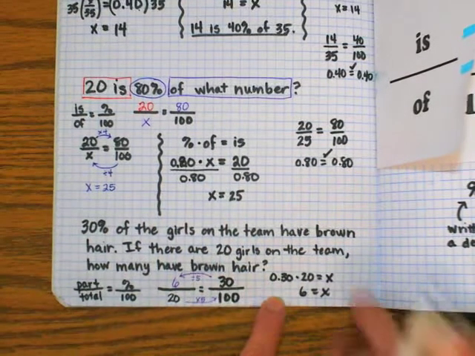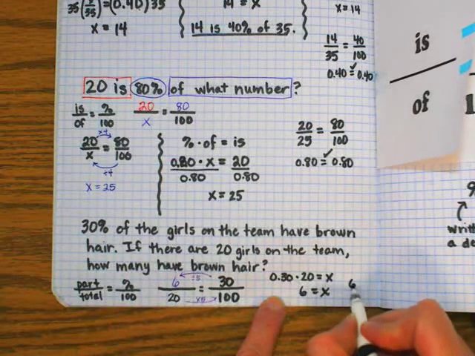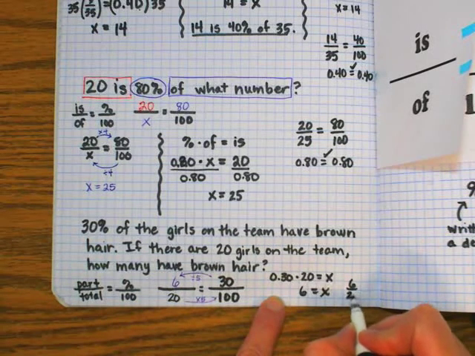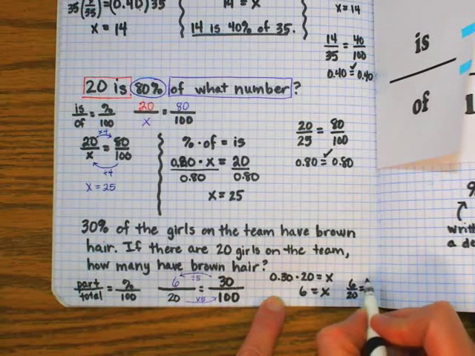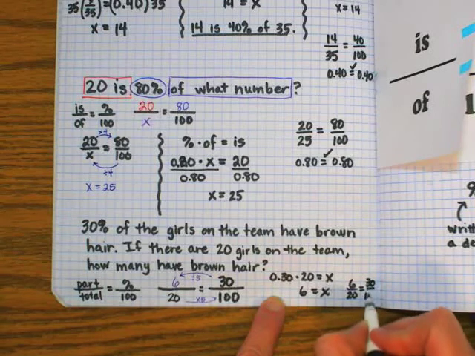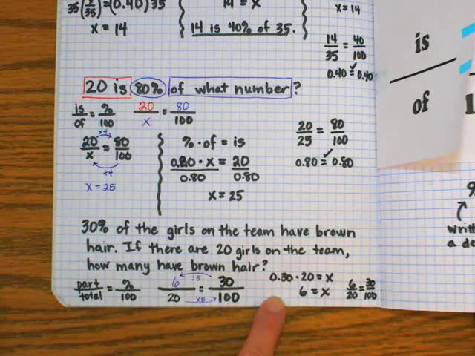To check that, we can see if 6 out of 20 is equivalent to 30 out of 100. And if you do the math of that, both of them come out to 0.3. That's it.